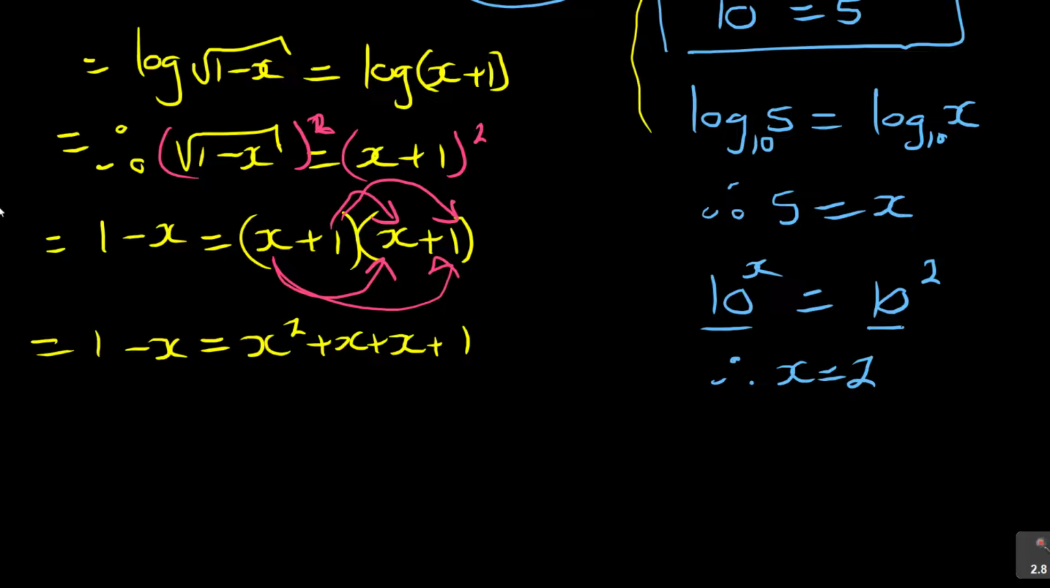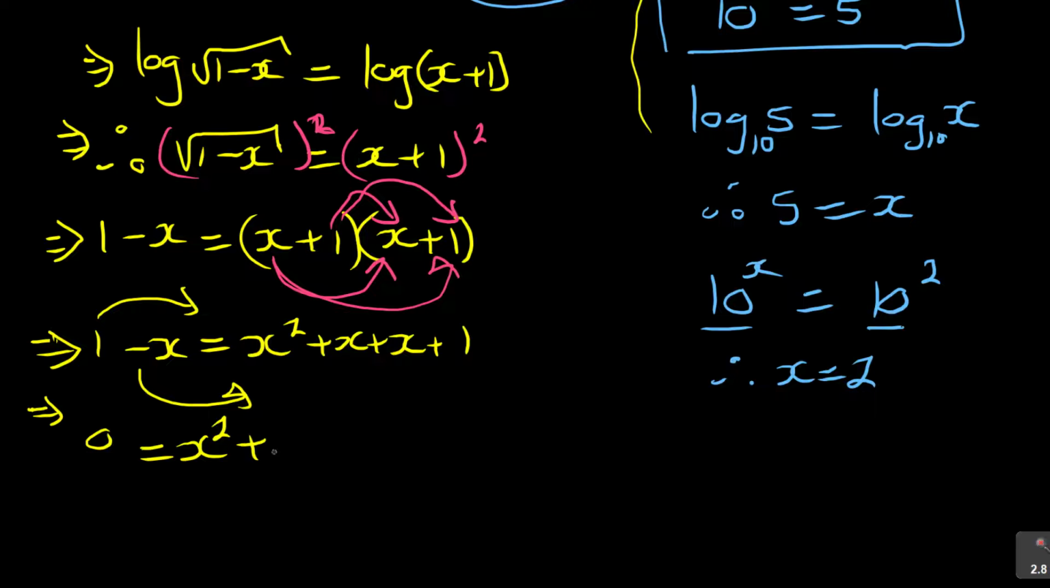Why am I having two equal signs? These are supposed to be errors. I cannot have two equal signs. Okay, then now collect everything, take everything to the other side of the equal sign, so that you've got a quadratic equation. So 0 is equal to x squared plus 2x, right? Negative x is plus x plus 1 minus 1, where you can see this one goes off.